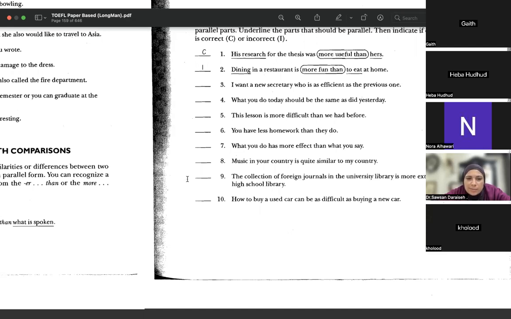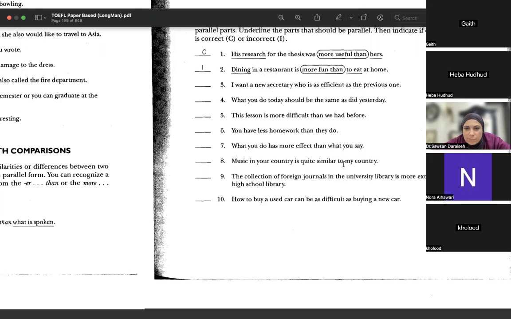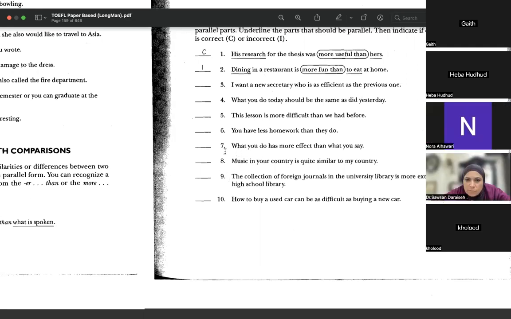Go ahead. Music in your country is quite similar to my country. Okay, it's incorrect. How can I correct it? Music here. In my opinion, music in your country is quieter than the music in my country. Yes, music in your country is quite similar to music in my country.